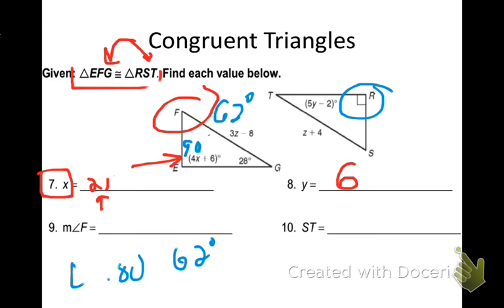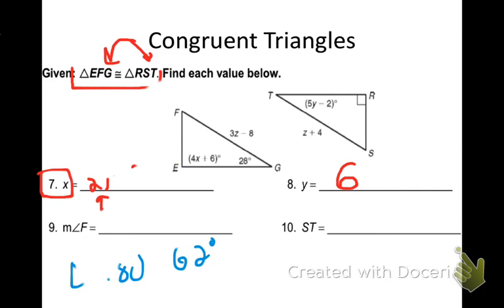ST, so I'm looking at ST over here. Clear up my triangle so you can see a little more. I want to try and find what ST is. So if I look at where ST is matched up on my triangles here, notice it's the last two parts. So they'd be matched up with FG. So this would be the same as this right here.